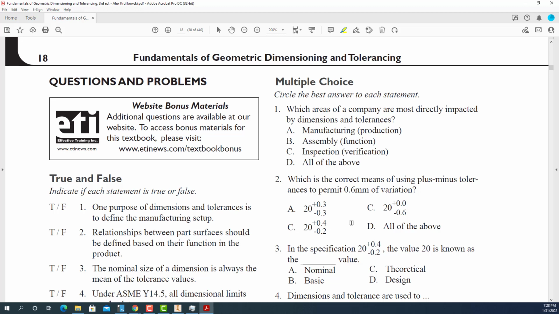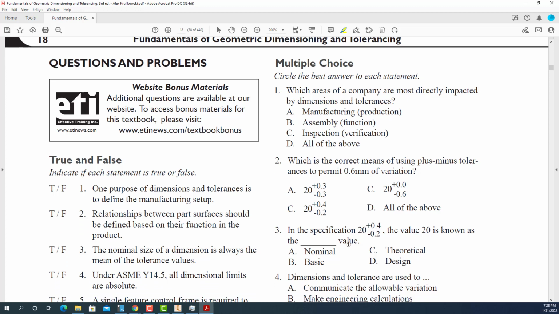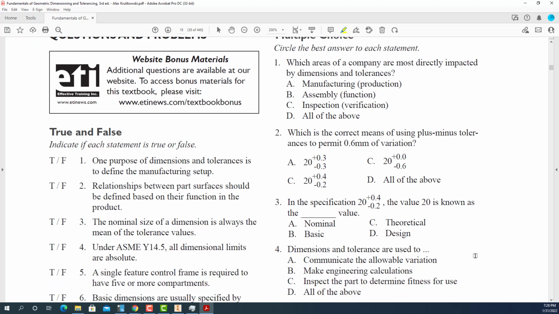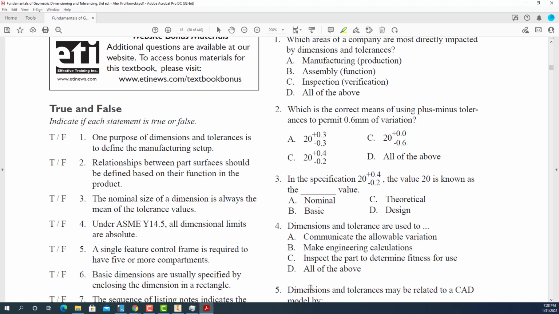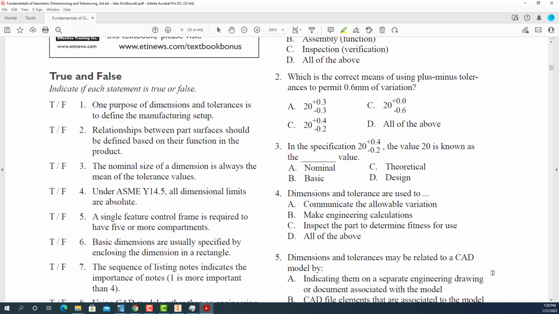Plus 0.4 minus 0.2. All right, Ian, what do you think about 3? In the specification 20 plus 0.4 millimeters minus 0.2 millimeters, the value 20 is known as the nominal value. Very good. Okay, number 4, Anna. Dimensions and tolerance are used for all the above. Good, very good. So D, all the above.